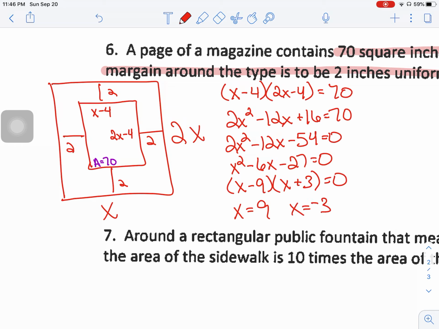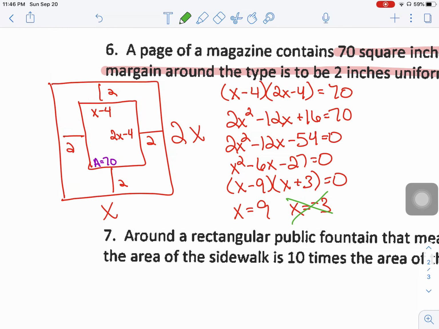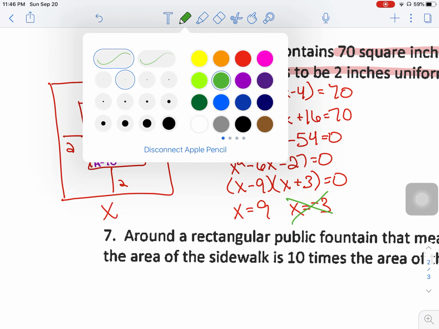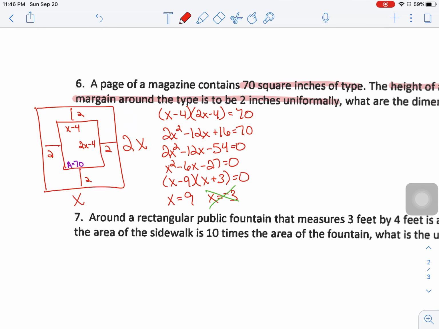I have never seen a magazine that is negative 3 inches wide. I don't even know what that would be. So we're just going to say extraneous solution. So that is not a part of our answer. What we are going to say, though, is that the width here is 9, right? x is equal to 9. And the height here is 2 times that. So our page is 9 inches by 18 inches.